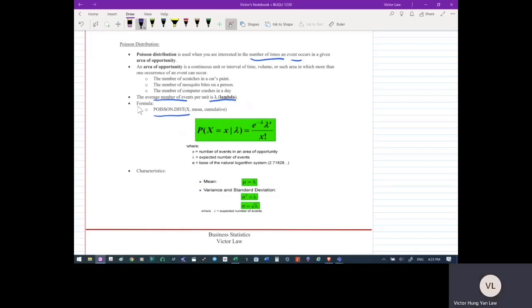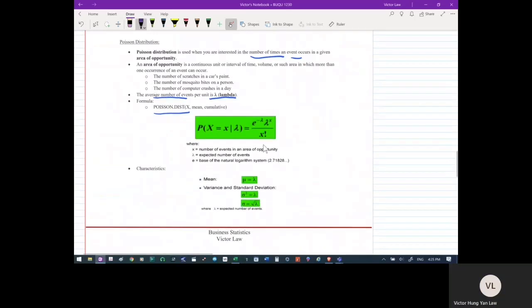The formula that we're going to use is Poisson.dist. It asks for three variables: the x, the mean, and the cumulative. The mean, variance, and standard deviation calculations are very simple. Your mean equals lambda, which is your average number of events. Same for the variance, it's just lambda. And your standard deviation is the square root of lambda.